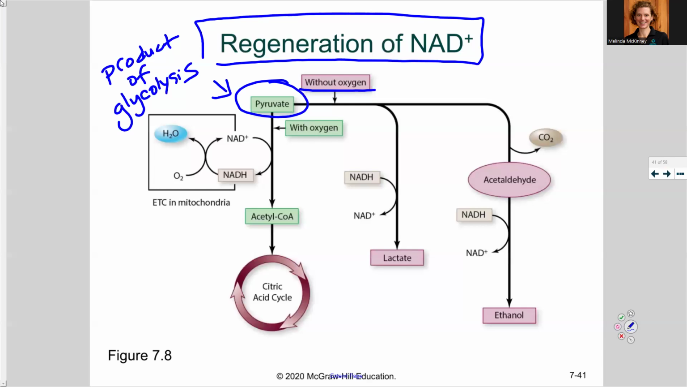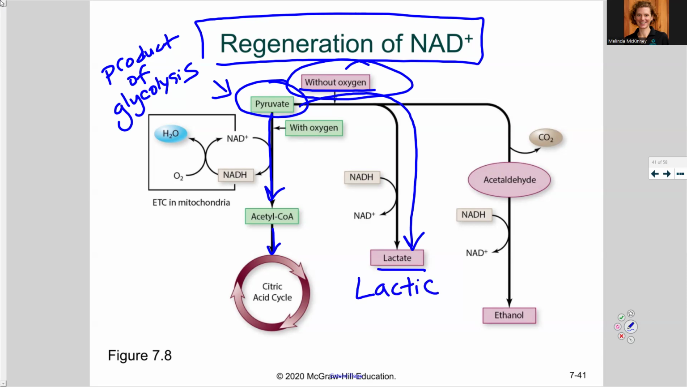The option with oxygen is you go into cellular respiration, and you talk about that in the other videos. We're concerned without oxygen in this video. So pyruvate is coming over here, and it's either going to make ultimately lactate. So this is lactic acid fermentation. This occurs in the muscles of humans.